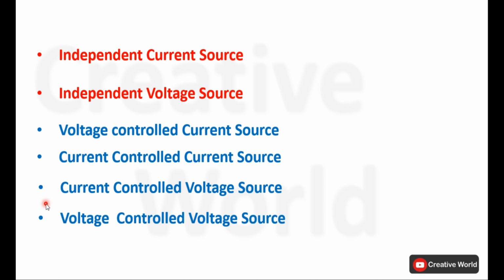And voltage controlled voltage source, whose output voltage is being controlled through a voltage value across any element in that circuit. First two sources have fixed output values and their output is not affected by any other quantity, so these sources are known as independent sources. While the last four do not have fixed values across their terminals, their output values are dependent on any other circuit element parameter. So that's why these are considered as dependent sources.